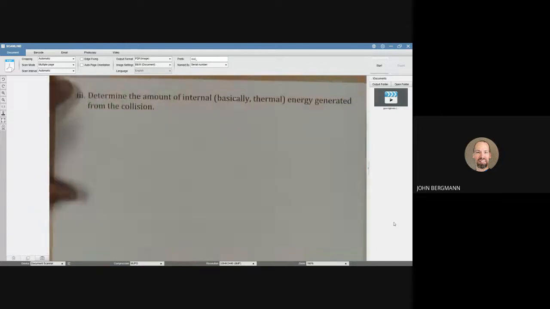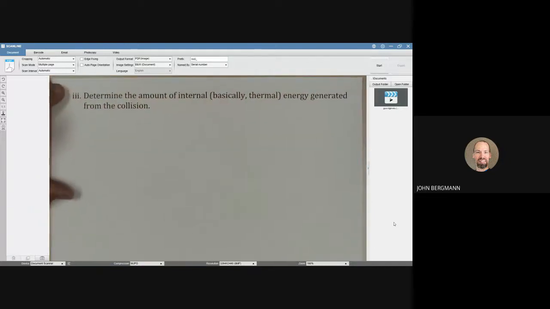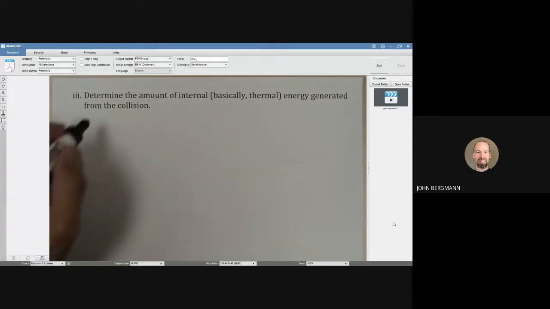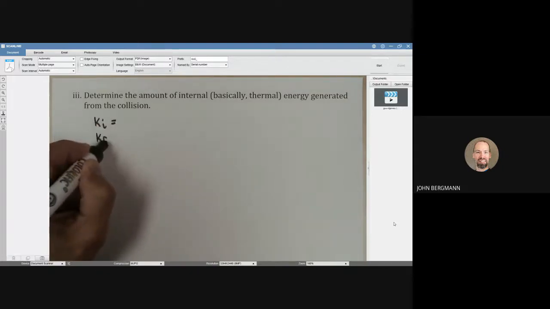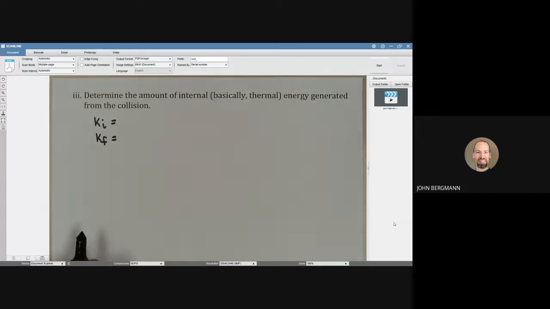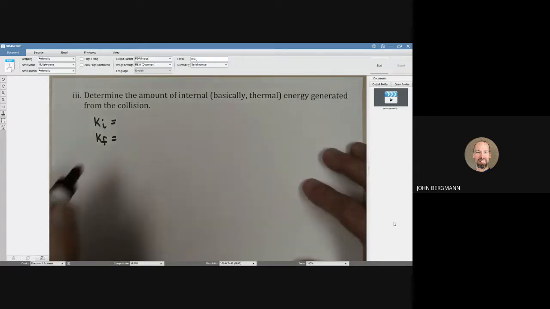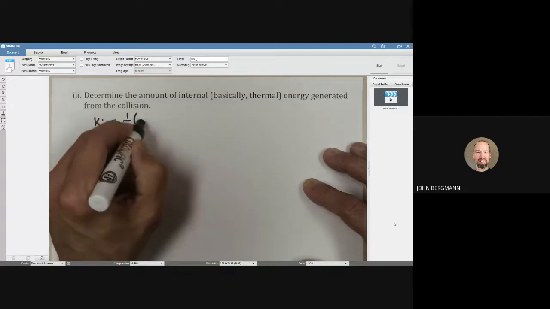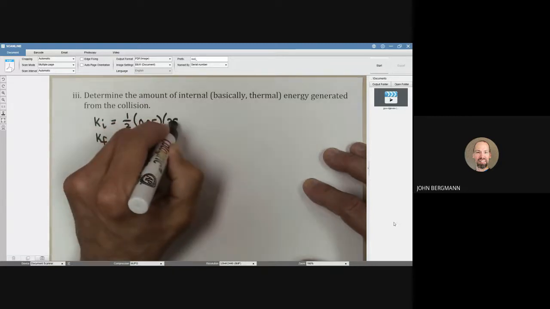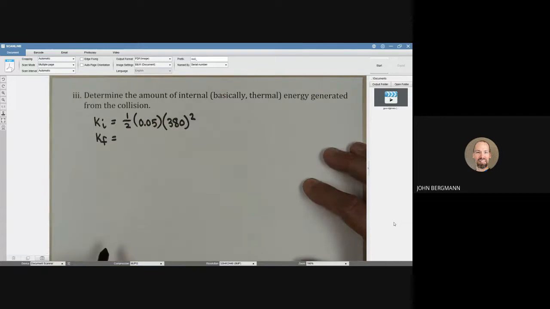Now let's determine the amount of internal, or basically thermal, energy generated from this collision. What we're going to do is find the kinetic energy initially, find the kinetic energy at the end, and subtract those, whatever the difference is. So initially, before things started, we had just the bullet moving, 1/2 mv squared, just the bullet.